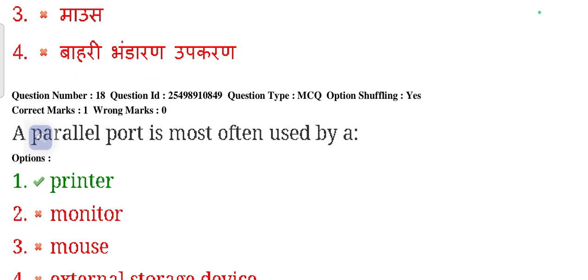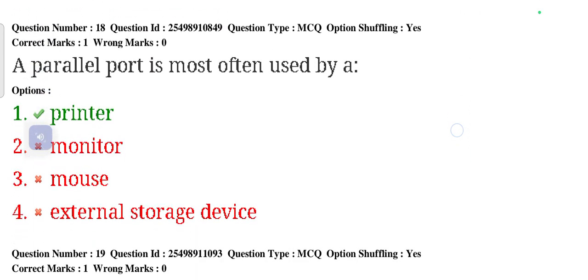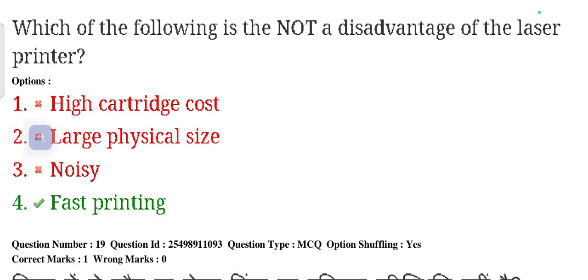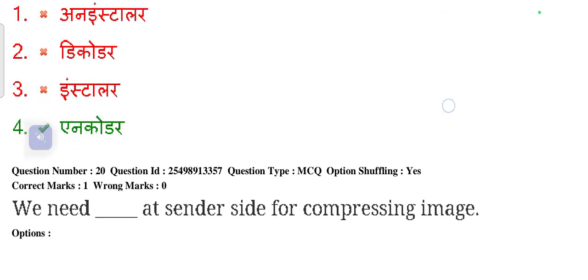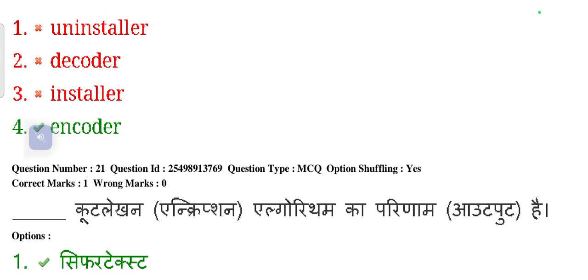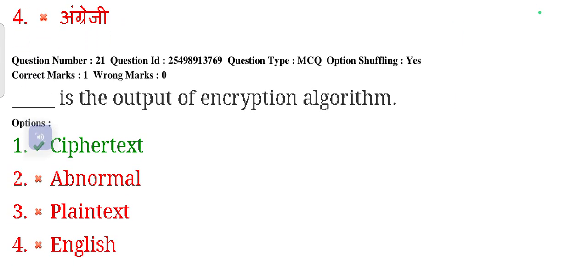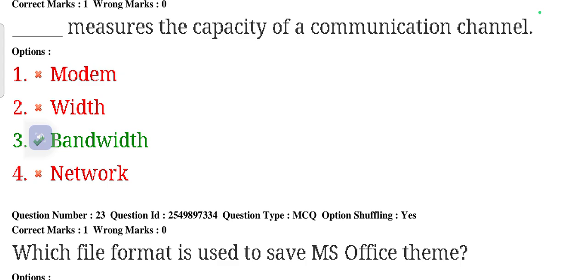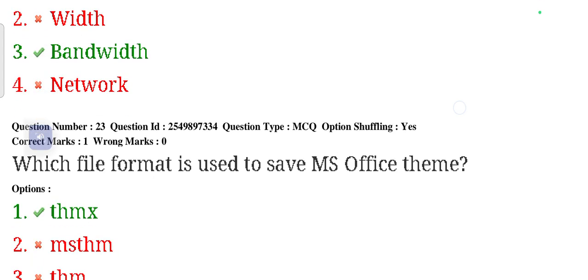A parallel port is most often used by a printer. Which of the following is not a disadvantage of the laser printer? High cartridge cost, large physical size, noisy, fast printing. Answer: fast printing. We need dash at sender side for compressing image. Encoder. Dash is the output of encryption algorithm. Ciphertext. Dash measures the capacity of a communication channel. Bandwidth.